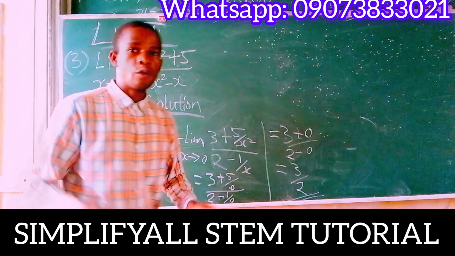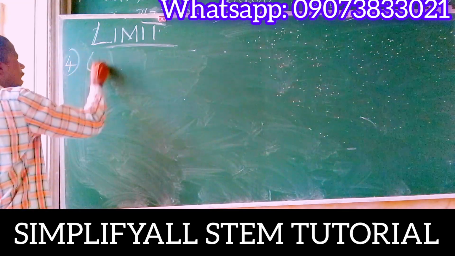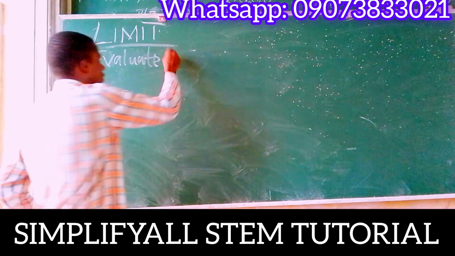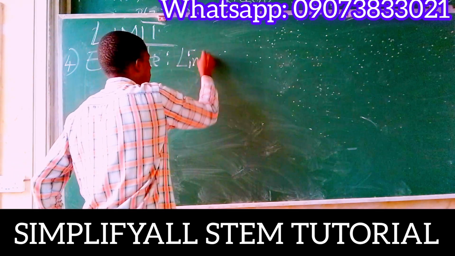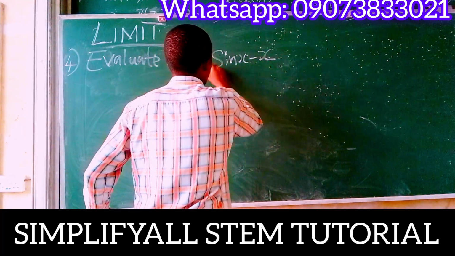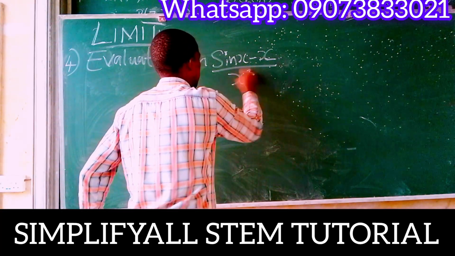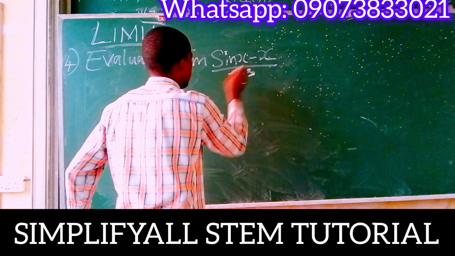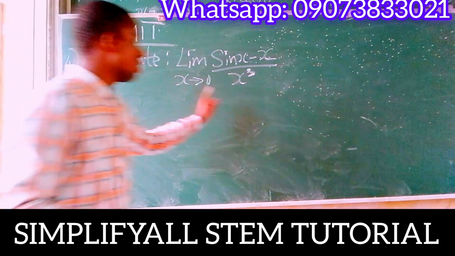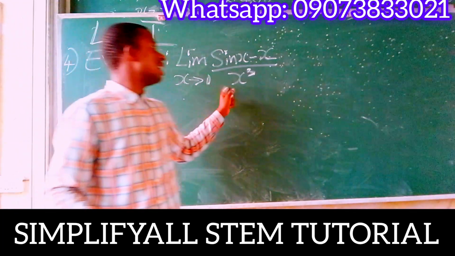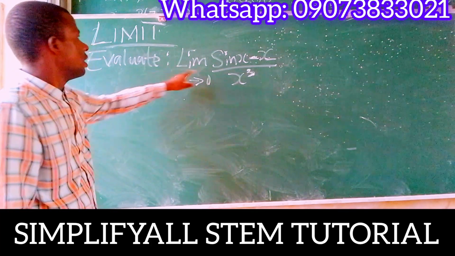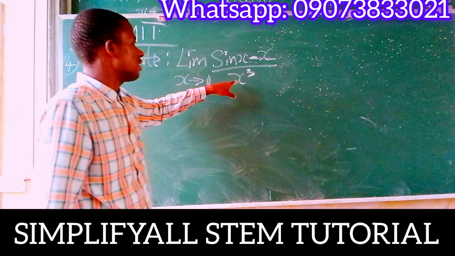Thank you very much. Let's look at the fourth example on limit. They say we should evaluate the limit of sine x minus x all over x cube as x tends to 0. Pay attention. This is another important question that always comes out in the exam. You need to know this question. They say we should evaluate the limit of sine x minus x all over x cube as x tends to 0.